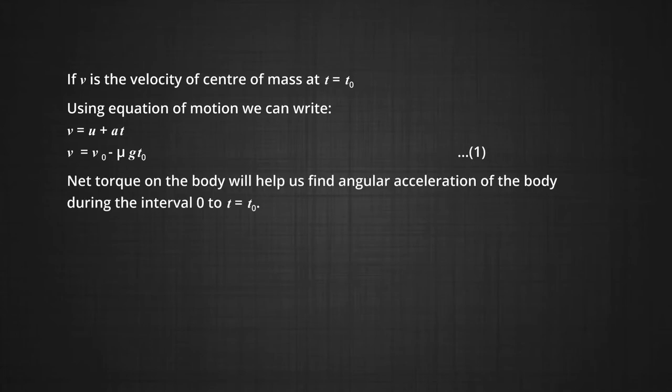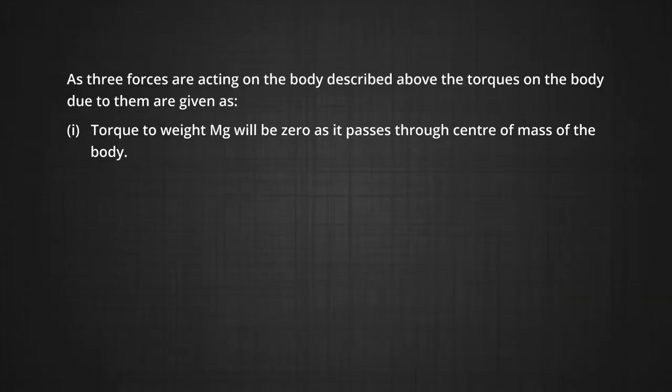Net torque on the body will help us to find the angular acceleration of the body during the interval 0 to t equal to t naught. As three forces are acting on the body described above, the torques on the body due to them can be given as: first, torque due to weight will be 0 as it passes through the center of mass of the body.